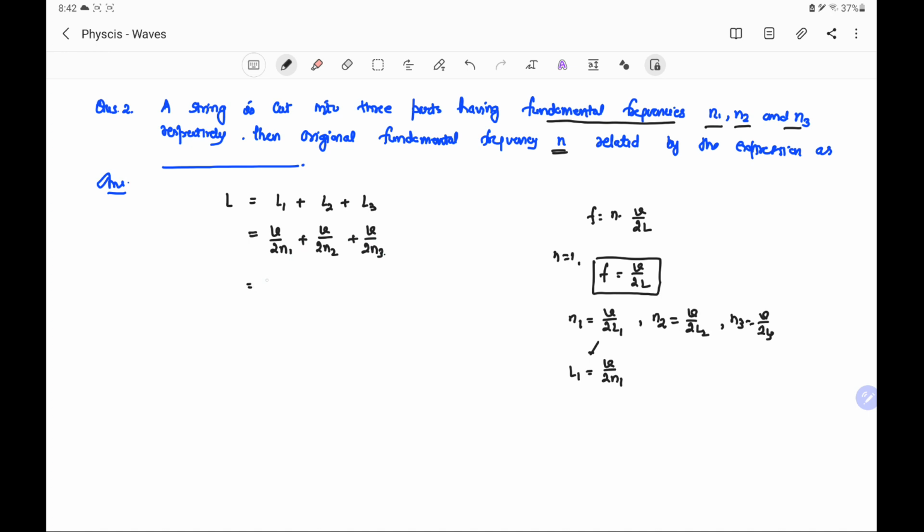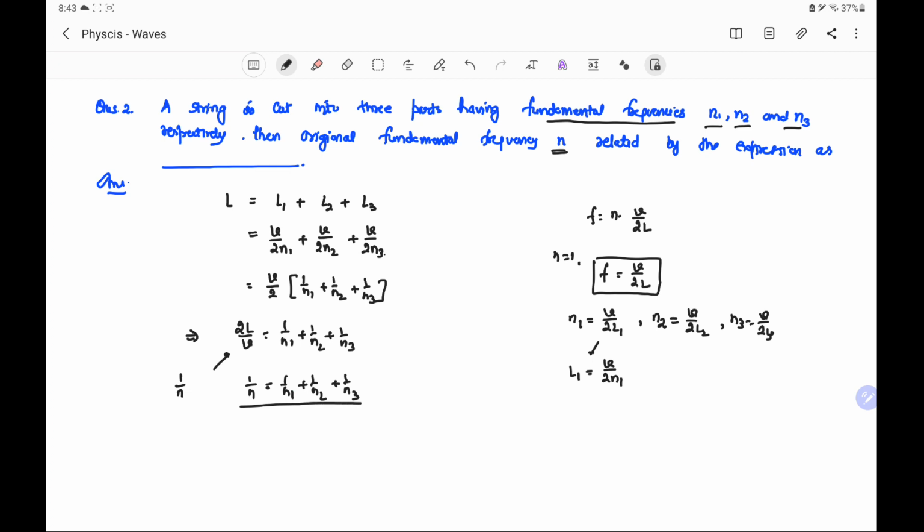So on the right hand side, the common term is v by 2 and the remaining is 1 by n1 plus 1 by n2 plus 1 by n3. Taking v by 2 to the left hand side, we will have 2l by v, which is equal to 1 by n1 plus 1 by n2 plus 1 by n3. Because the total length of the string originally was L, the fundamental frequency will be v by 2l. This 2l by v is 1 by n, that is, one over the fundamental frequency of the string of length L. So we can replace it by 1 by n, which is equal to 1 by n1 plus 1 by n2 plus 1 by n3. This is the required relation.